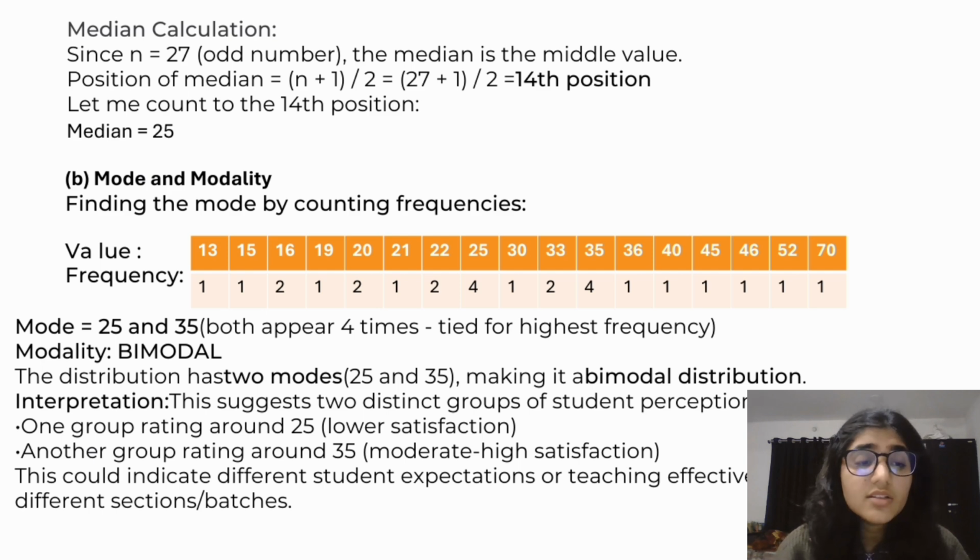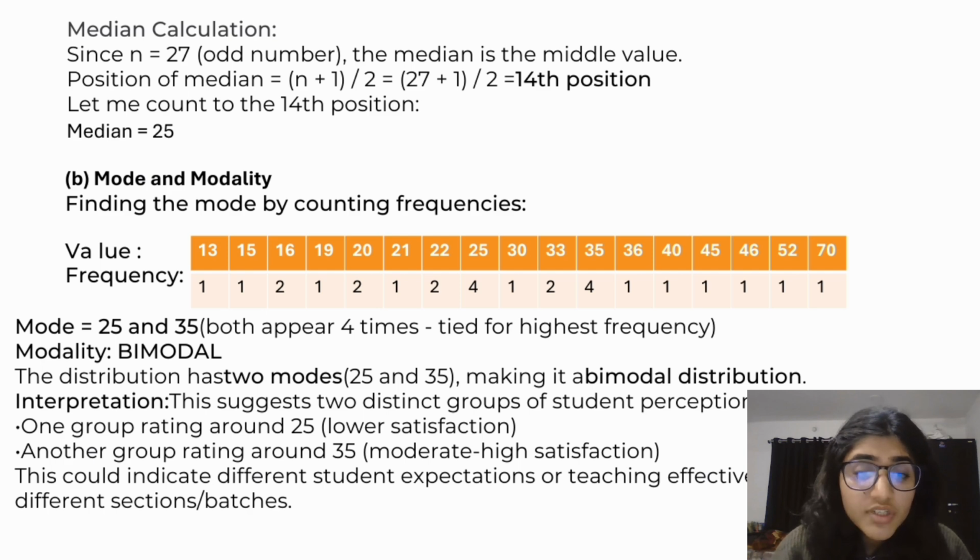Now the B part is to calculate the mode and modality. So finding the mode by counting the frequencies. In this table, you can see that we have 35 four times and 25 four times. So we have the mode as 25 and 35. So the modality is bimodal, because we have two modes.